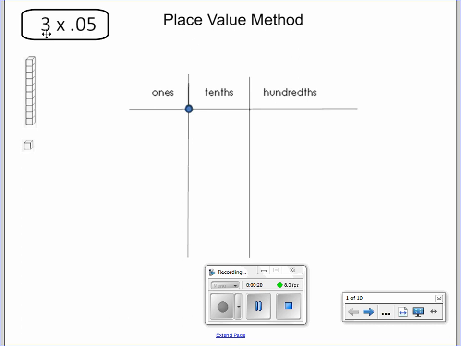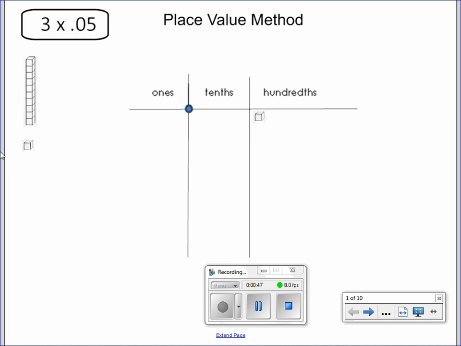So if I were showing 3 times 5/100ths, I would want to think about this as 3 groups of 5/100ths. So if a flat is my whole, this is going to represent my 10th, so a long, and a 100th would be represented by using a unit cube.